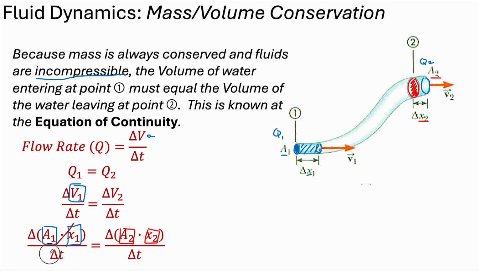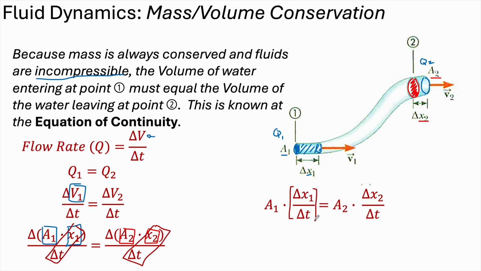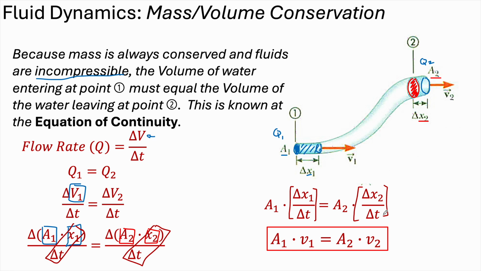what is x over t in both of these cases? Well, hopefully you'll recognize it right away. Displacement over time is just velocity. And so we can rewrite it this way. Area times this quantity, here's where our deltas go, equals area 2 times this quantity, which you can then write like this. And this is the equation of continuity. A1 times V1 equals A2 times V2.